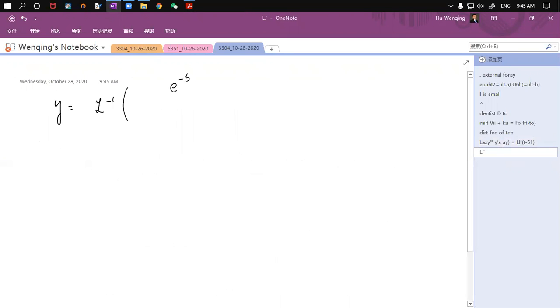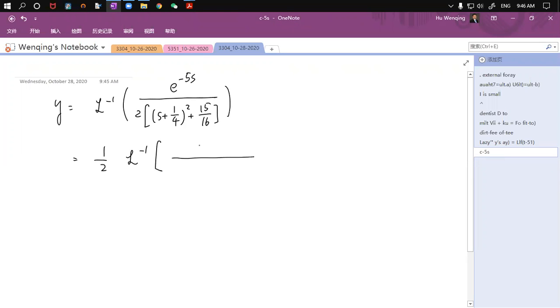It's e to the power minus 5s, divided by 2 times ((s + 1/4) squared + 15/16), right? So you get something like this. Now you can pull 1/2 out because the inverse Laplace transform is also a linear mapping. So e to the power minus 5s over (s + 1/4) squared plus 15/16, I'm going to write as the square root of 15 over 4, squared.